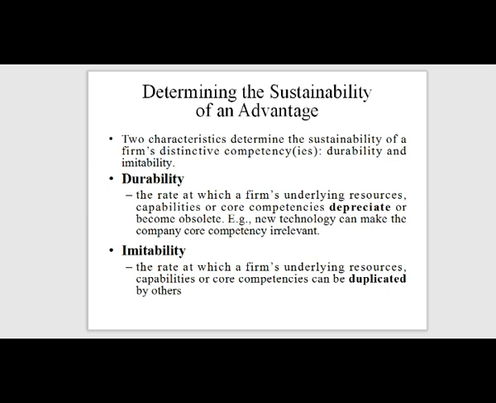Determining the sustainability of an advantage. Two characteristics determine the sustainability of a firm's distinctive competency: durability and imitability. Imitability means to copy or to duplicate, and durability means that it sustains over time. Durability is the rate at which a firm's underlying resources, capabilities, or core competencies depreciate or become obsolete. For example, new technology can make a company's core competency irrelevant. Imitability is the rate at which a firm's underlying resources, capabilities, or core competencies can be duplicated by others.